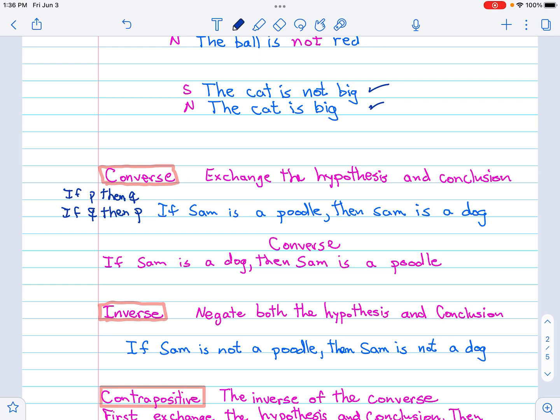So consider this. If Sam is a poodle, then Sam is a dog. The converse: if Sam is a dog, then Sam is a poodle. Now notice, this is an example where the statement is true and the converse is false. So you just need to know, when we talk about converse, we're interchanging the hypothesis and conclusion.